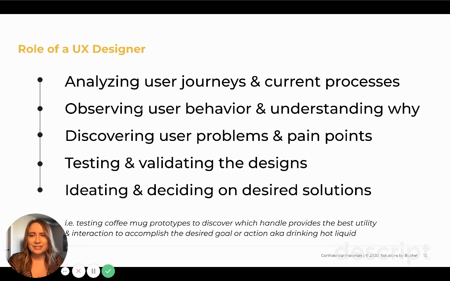A typical role of a UX designer includes analyzing those current processes, current user journeys, and all those different touch points that could relate to pain points, and thus analyzing those problems. If you can get out and do some field research, you can actually observe the behavior and understand why they do things. As we move from research and discovery to ideating and sketching different design concepts and possible desired solutions, a lot of that would be deciding, testing, and validating those concepts. Bringing it back to a non-digital example, again, is testing that mug, the different prototypes that you may have, to discover which handle actually has the best utility and interaction to accomplish that desired goal of drinking your coffee.